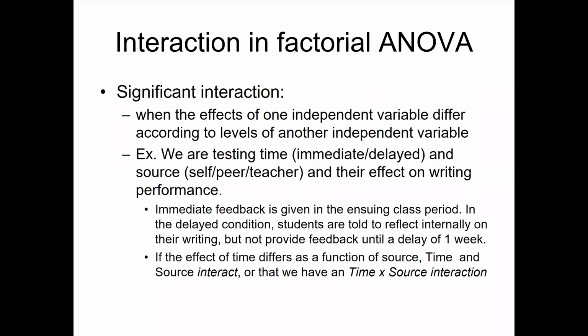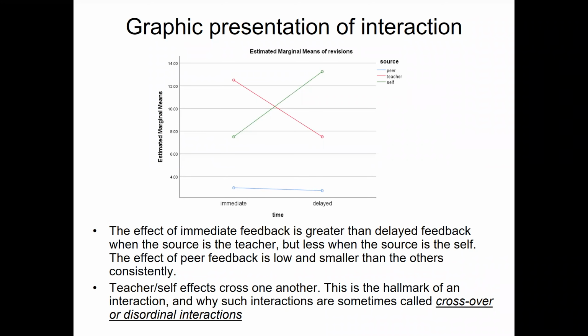Some students are assigned to a delayed condition, which is a delay of 1 week before they either analyze their own work, work with a peer to analyze the work, or have an analysis from the teacher. So that's our setup for this study. And what we're going to look at is what it looks like if you have this interaction. So here you see a case with these variables where we have an interaction effect.